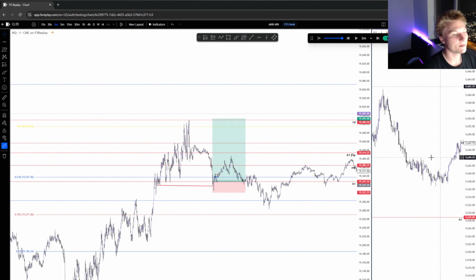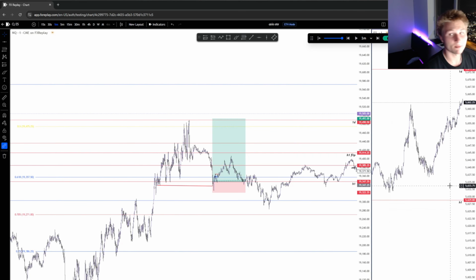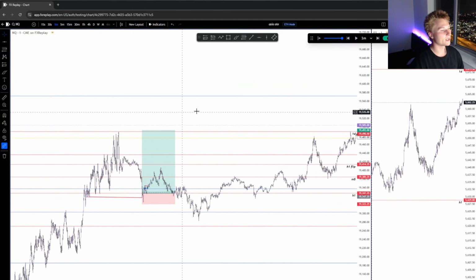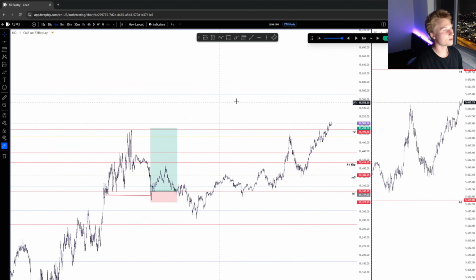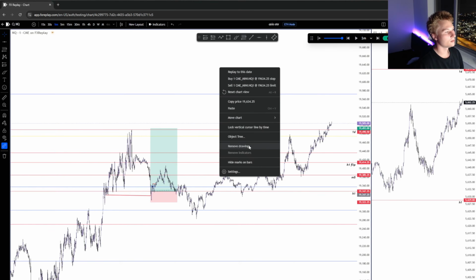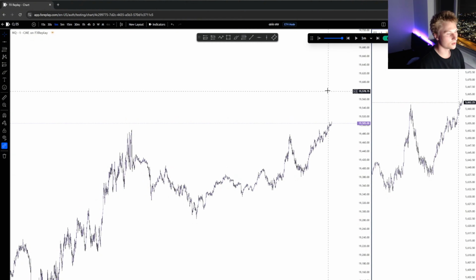Potentially could have been a reentry, but I'm just doing one bullet for this backtesting session. Just keeping it nice and simple. One trade a day, win, loss, or a break even. So yeah, draw ended up being correct. Break even trade, not mad. So we'll pretty much just go over to the next day. Let's remove this, remove this.